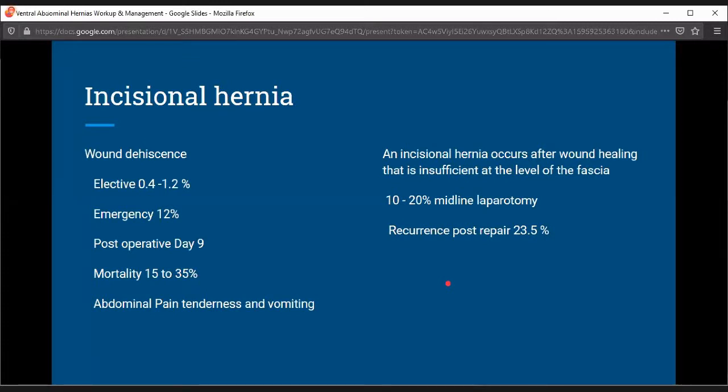Usually, these people will present with abdominal pain, tenderness, and vomiting. An incisional hernia occurs when, after wound healing, although the skin has healed, the inner fascia does not heal, and that's the reason why there is a gap, and this results in an incisional hernia. About 10 to 20% of midline laparotomies develop a hernia, and recurrence after repair is 23%. So if people turn up to us after surgery with a hernia and we operate, 23% of them will come back to us with a recurrence. So it's a very high number.